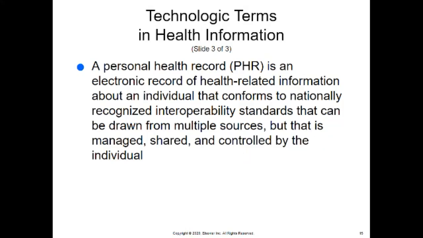So let's talk about PHR, personal health record. It is an electronic record of health-related information about an individual that conforms to nationally recognized interoperability standards that can be drawn from multiple sources, but that is managed, shared, and controlled by the individual. HIPAA uses the term PHI, or protected health information, which is any information about the health status, the provision of health care, or the payment for health care that can be linked to an individual patient.